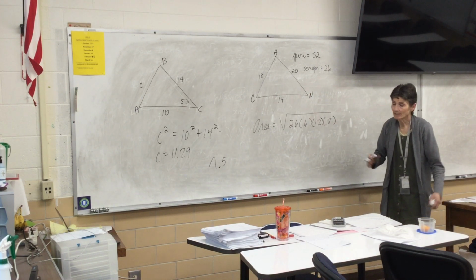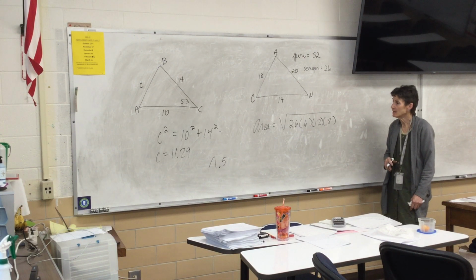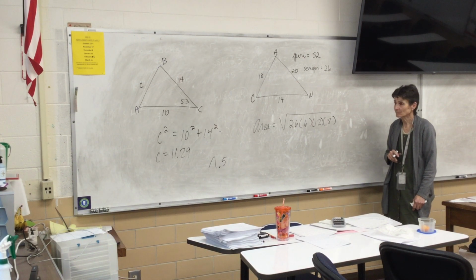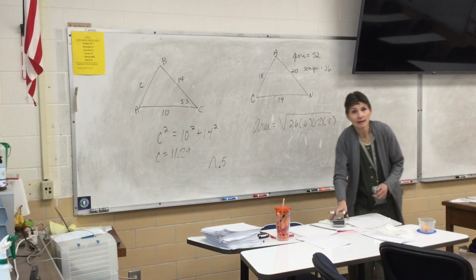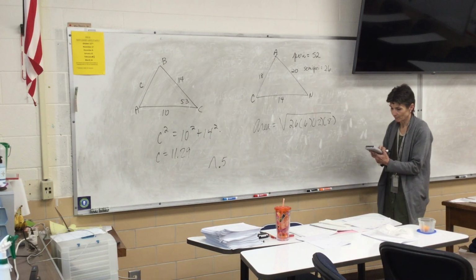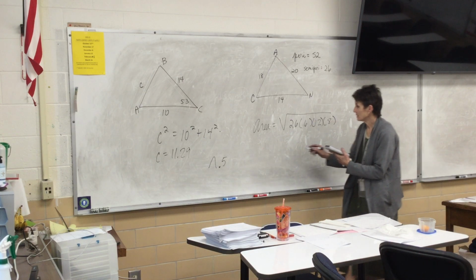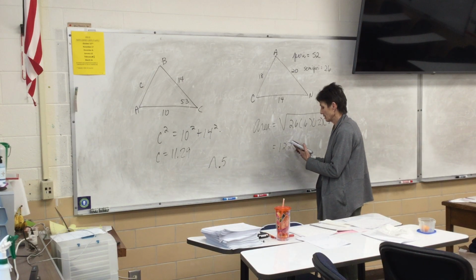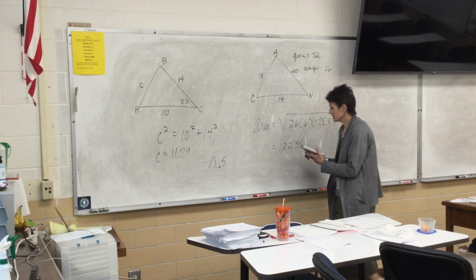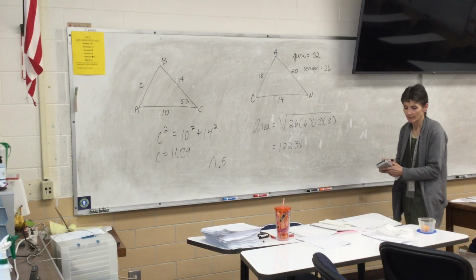You will have a calculator to help you with any arithmetic, so don't worry about that. And then I just multiply it all up and take the square root. So 26 times 6 times 12 times 8, and I square root it, 122.38 is the area of the triangle.